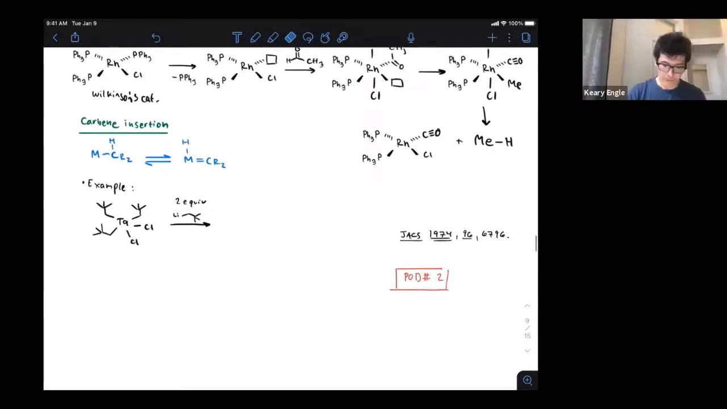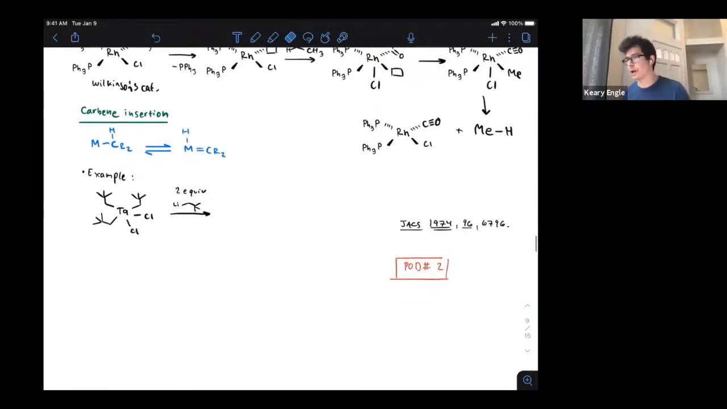Super. Okay, let's keep moving forward here. Another type of alpha elimination that merits discussion is, oh, I have this as carbene insertion, but carbene insertion is more like the 1,1. It should just be carbene as ligand.